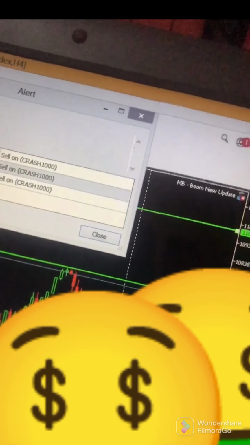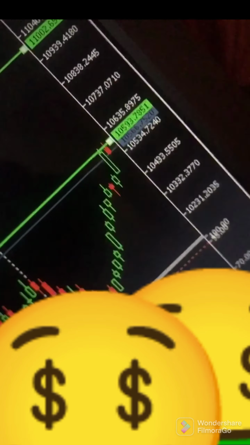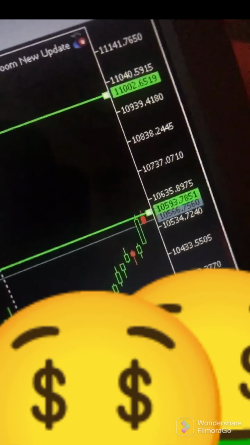Look at it. My bot signal has given me the 3 entries, but I just took the last one, so it's moving now and it's in profit already.